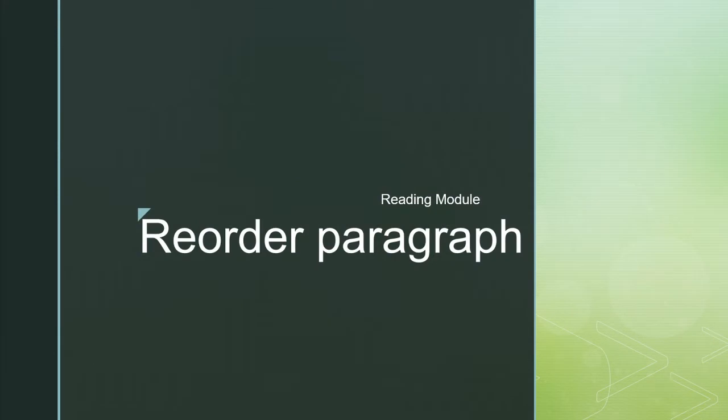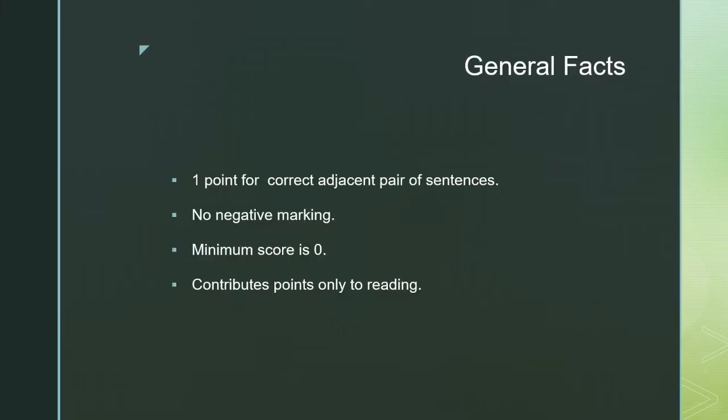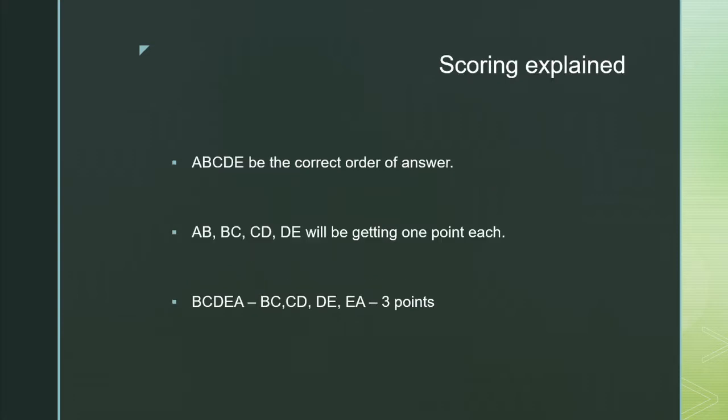In this exercise, there are many general facts that you need to know before you do it. There is no negative marking and the minimum score you can get is 0. This exercise only contributes points to the reading part, with no contribution to other modules. You will be scored on the correct adjacent pairs of sentences that you make. You will get 1 point for each correct adjacent pair of sentences.